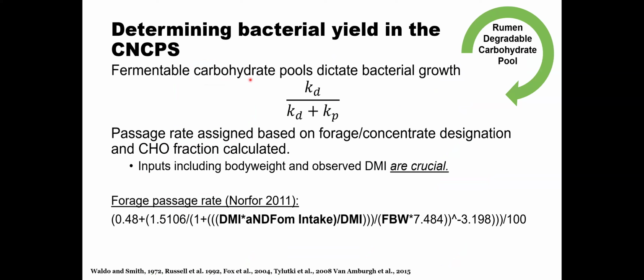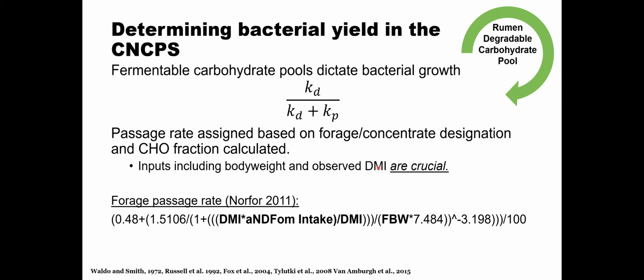And as I said, the carbohydrate pools dictate the bacterial growth, right? It's the KD over KD plus KP. So that extent of digestion in the rumen is going to correlate very strongly with the amount of bacteria we can get. And the passage rates, this KP, it's based on forage and concentrate, and the carbohydrate fraction is very sensitive to some other inputs unrelated to the feed. And those inputs include body weight and dry matter intake.